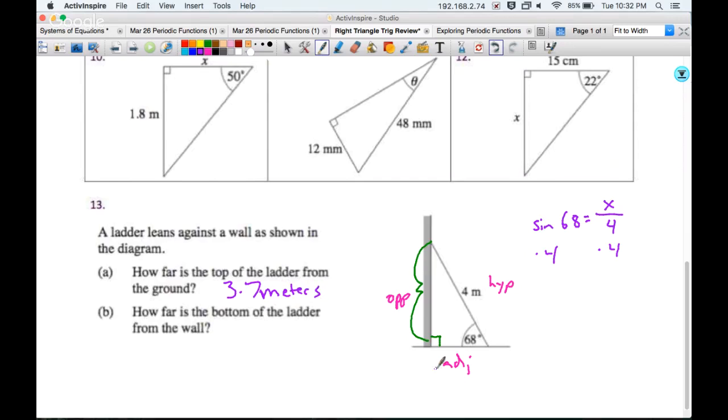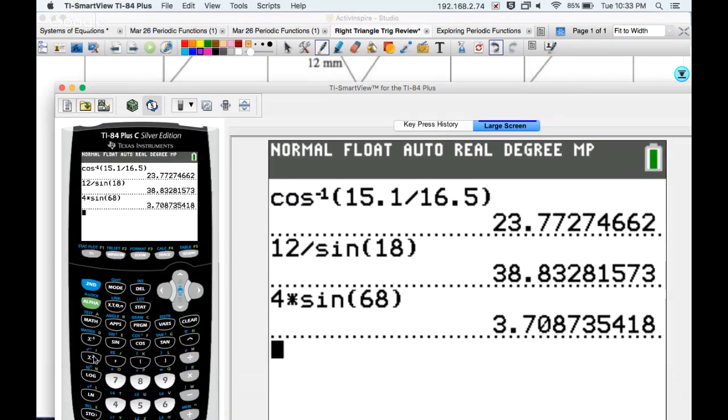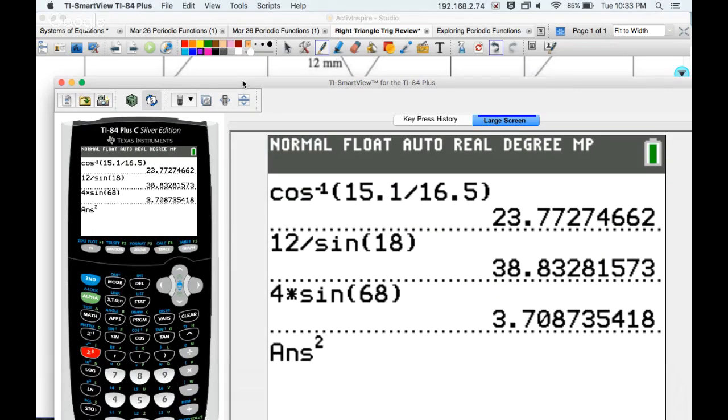How far is the bottom of the ladder from the wall? Okay, so now I could use trig again, or I know this is 3.7, so why don't I just use the Pythagorean theorem? A squared plus b squared equals c squared. 3.7 squared plus our unknown b squared equals 4 squared. Let me, my calculator, now do 4 squared minus 3.7 squared. Actually, since I've got that still in my calculator, I'll square it right now.